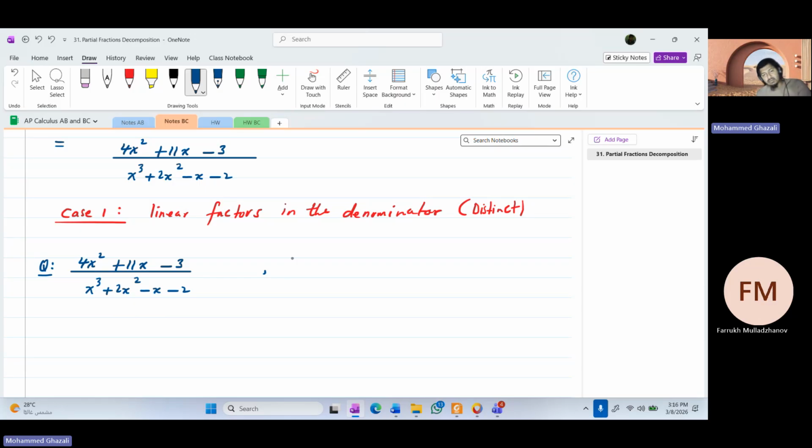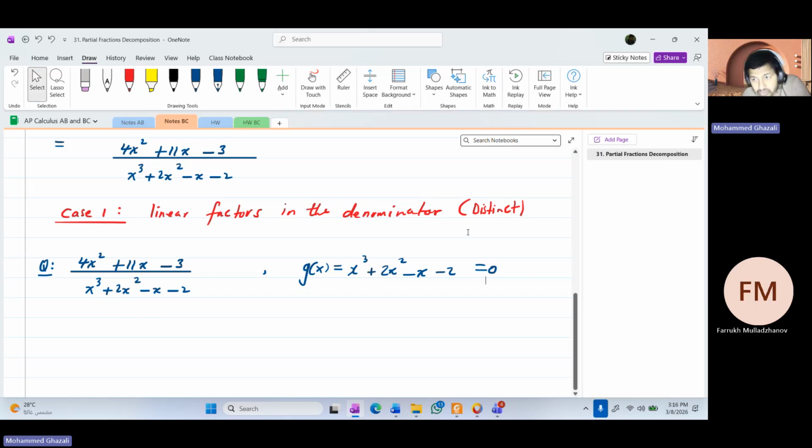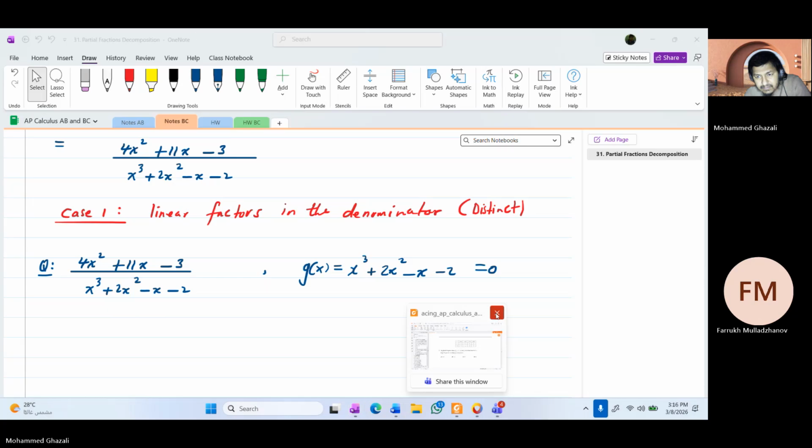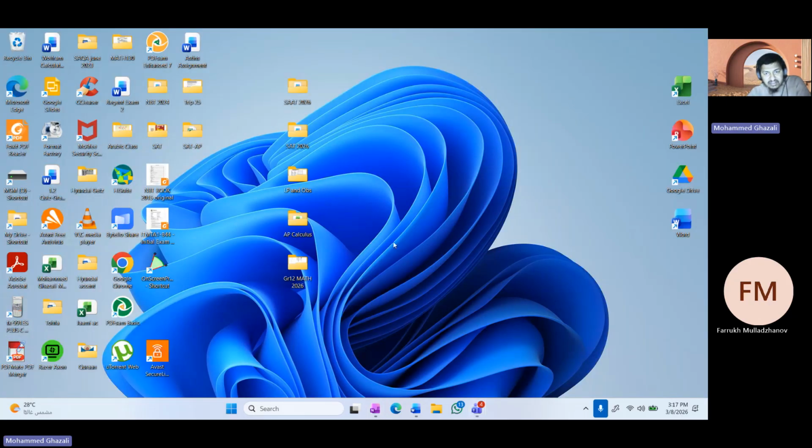So we're trying to make the denominator equal to 0. So we're going to set g of x, which is x cubed plus 2x squared minus x minus 2, equal to 0. We need to factor this out. We can factor this out by grouping, or you can use your calculator to factor this out, right? Let me use my calculator to factor this out.